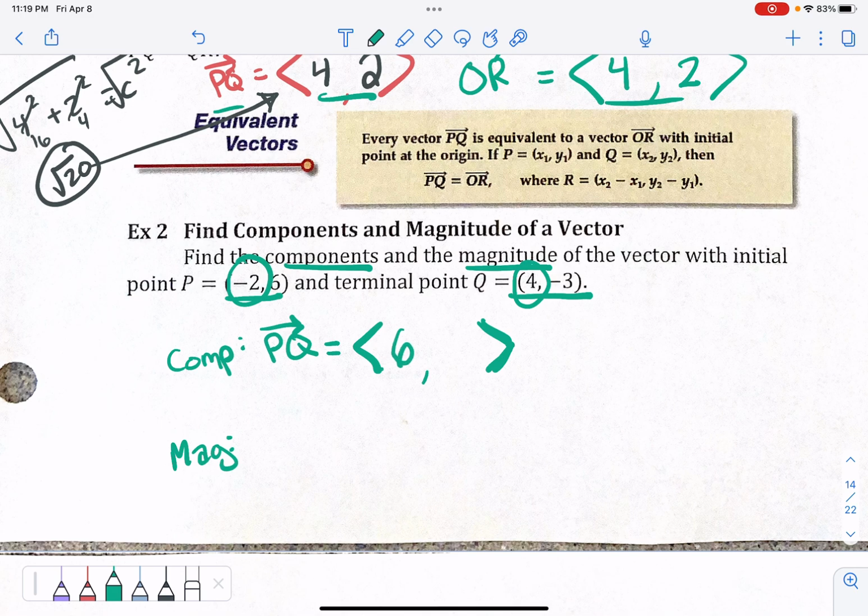Another way of thinking about it is like x2 minus x1. This is your second x coordinate. This is your first x coordinate. So if you need to do 4 minus -2, that will give you 6, right? That's just a way of thinking about it, okay?